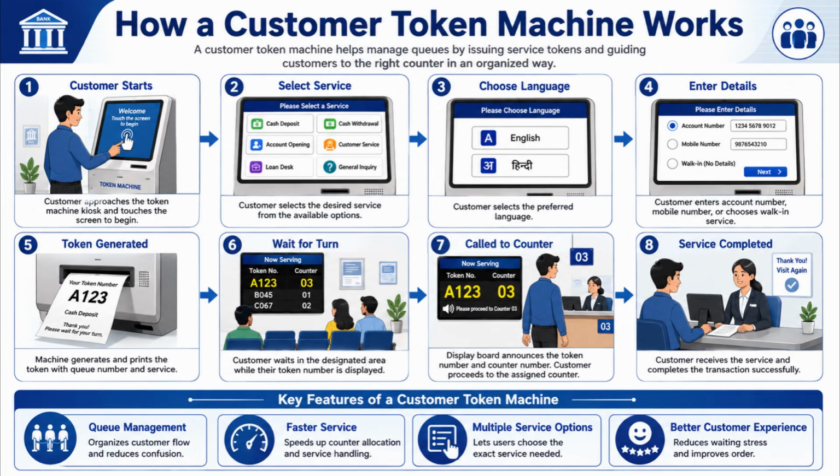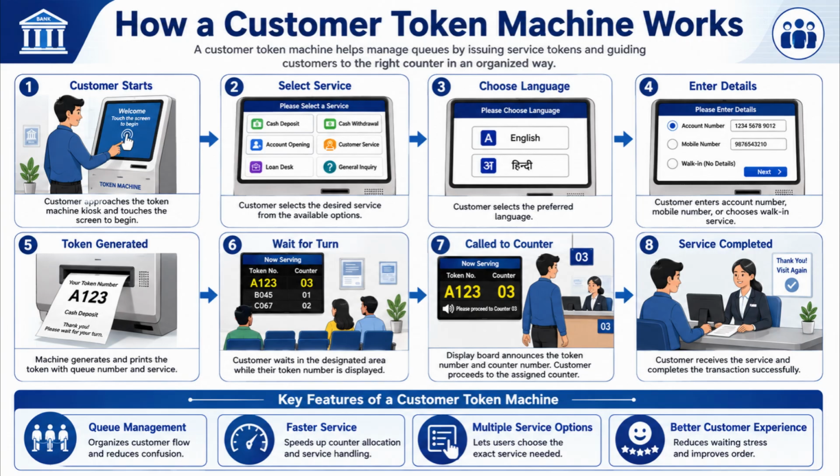First, the customer approaches the token machine kiosk and touches the screen to begin. The welcome screen appears and starts the token issuing process. Next, the customer selects the type of service needed. For example, the available options may include cash deposit, cash withdrawal, account opening, customer service, loan desk, or general inquiry. This step helps the system understand which service counter the customer should be directed to.